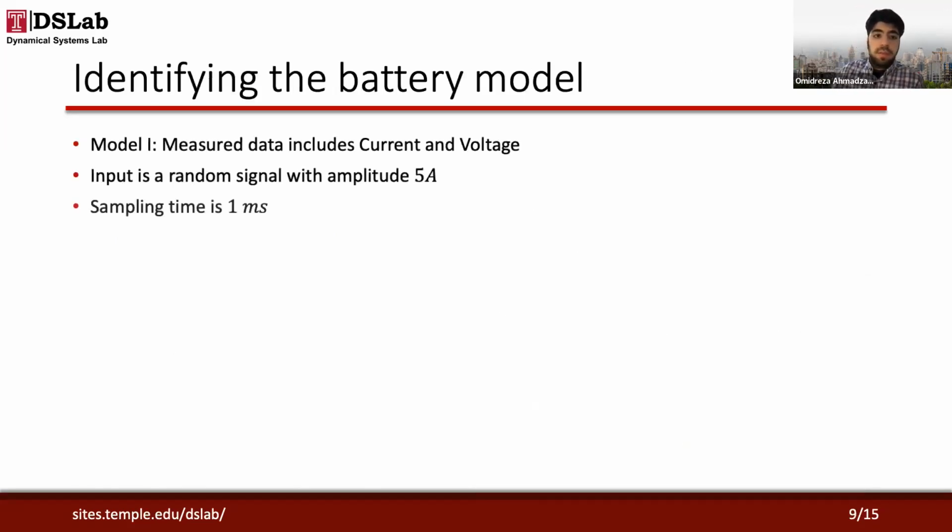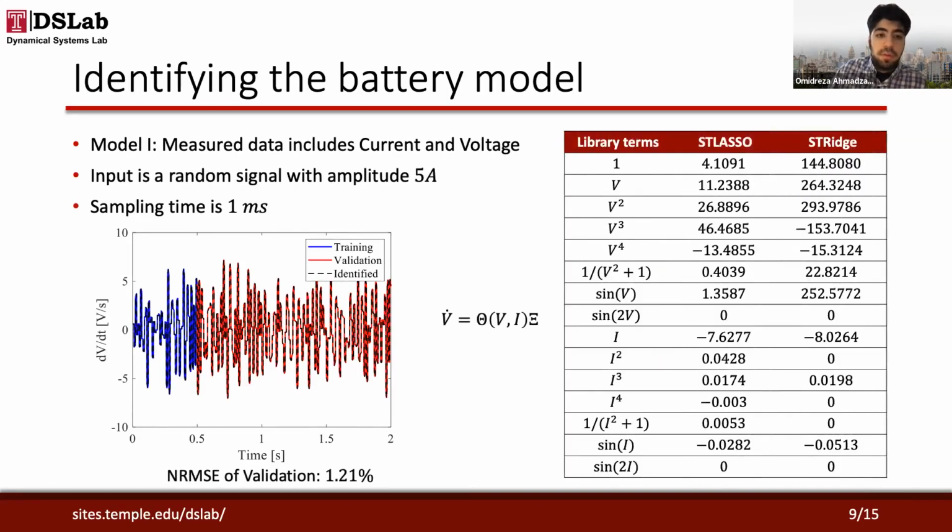So after finding the value of lambda and tolerance for model 1, we are going to identify the battery. The measurable data for this model is the current and voltage. Here we pick the input as a random signal with amplitude equal to 5 amperes and a sampling time of 1 millisecond. We use 500 data points, or half a second, for training and 1.5 seconds, or 1500 data points, for validation, and the normalized root mean square error for validation is 1.21%. This is the result found from the ST ridge method.